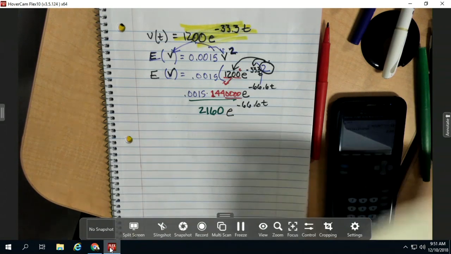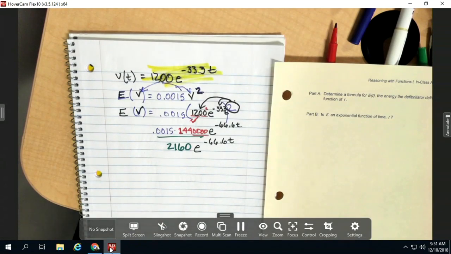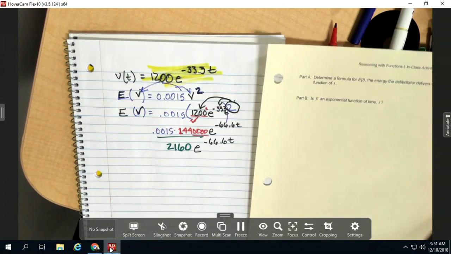So the question is, is E as a function of V also an exponential function of time? Is the exponent time? Yeah, it's 2,160 e to the negative 66.6 t.